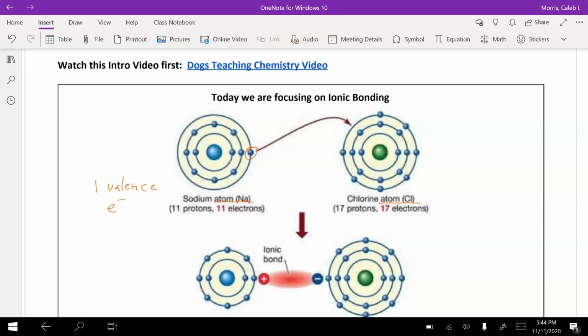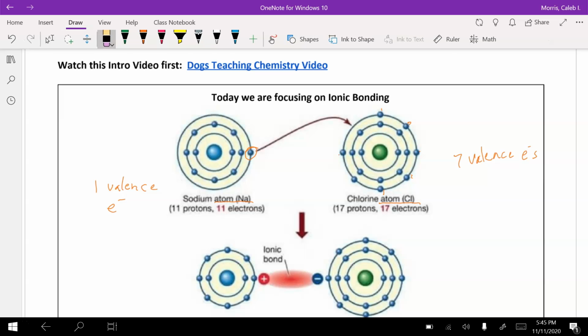Chlorine is in group 17. It has 17 total electrons, and that is 7 valence electrons. Again, if you look at the electrons on the outside, you'd see that we have 1, 2, 3, 4, 5, 6, 7 valence electrons.